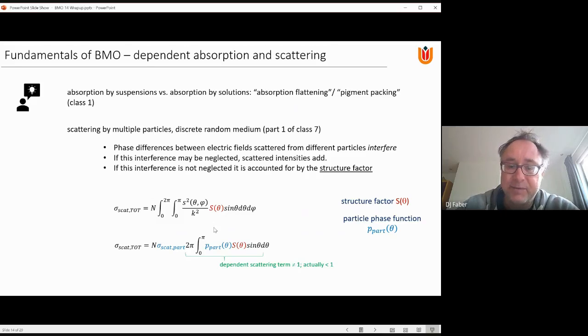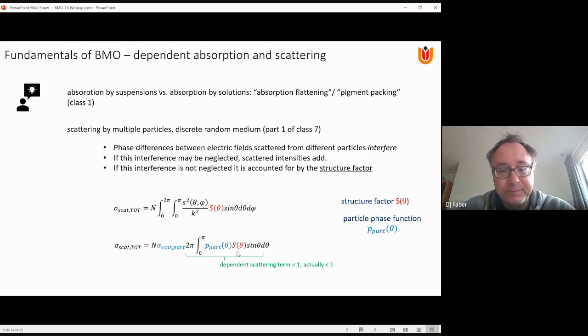You can write that as a function. If you want to write that in terms of the phase function, that is also possible. Then the total scattering cross-section is n times the scattering cross-section of a single particle, plus here with the green accolade, the factor that accounts for these interference effects.